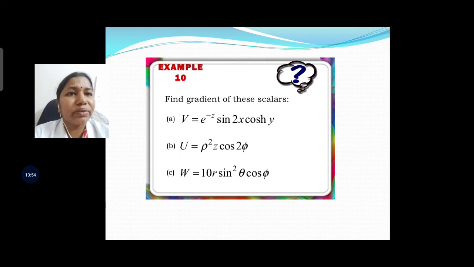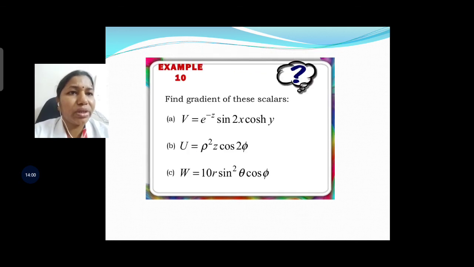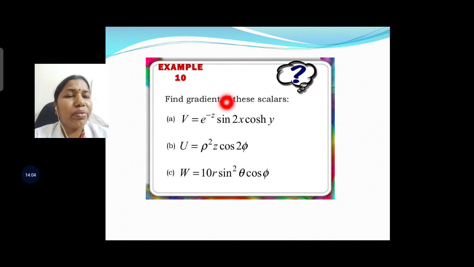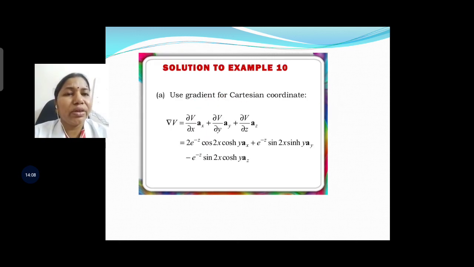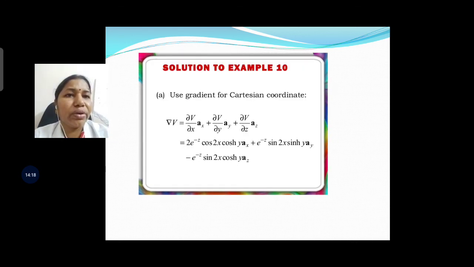The third step, we are going to differentiate with respect to z. So the remaining two terms, sin 2x and cosh y, are written here. For e power minus z, differentiating once with respect to z, you will get minus e power minus z az. So this is the gradient of V in x y z.